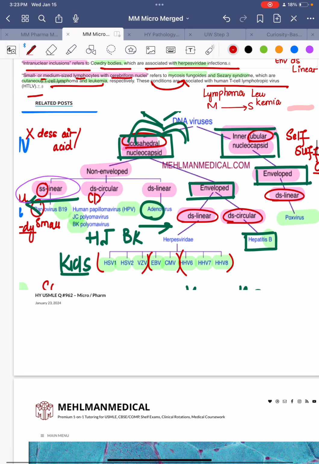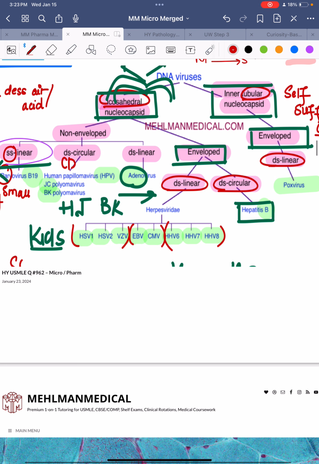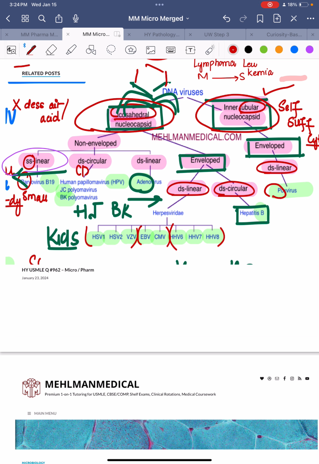Just like a quick review, let's quickly review our DNA viruses and conclude this video. In order to divide the DNA viruses, we are first going to divide them by nucleocapsid, two types: first the simple one, which is tubular, and secondly the complex one, which is icosahedral. In the simple one, we have the simplest virus, which is the poxvirus. It is double-stranded linear, a simple feature, enveloped, with an inner tubular nucleocapsid.